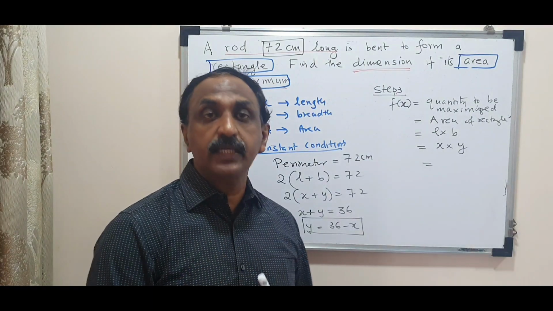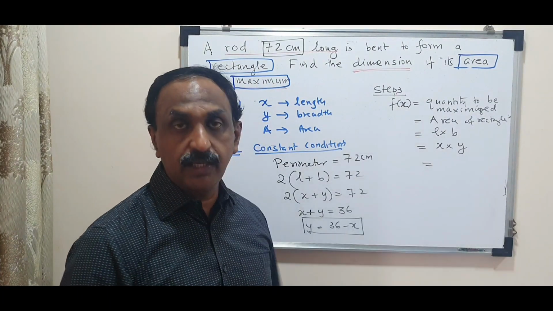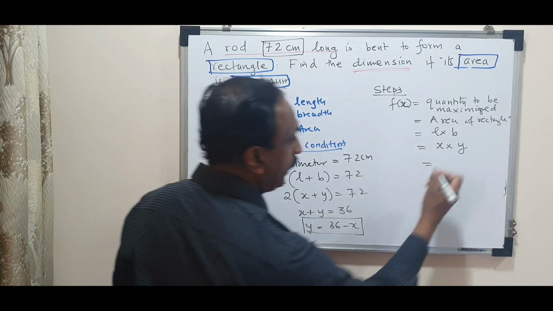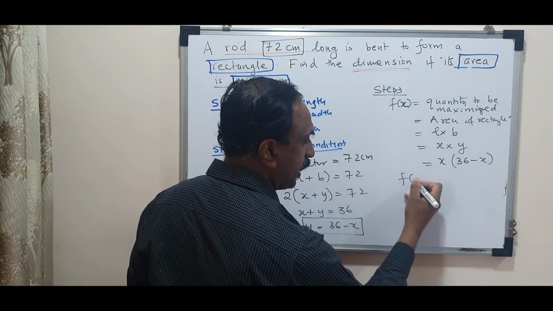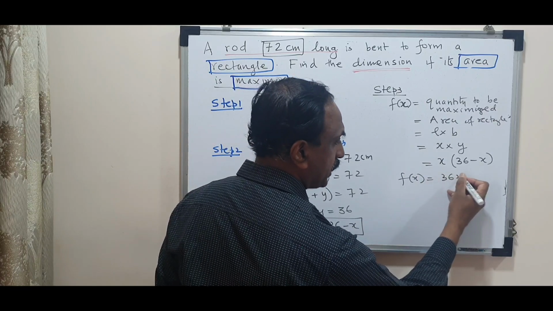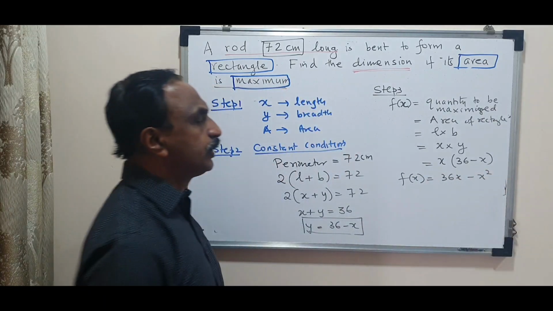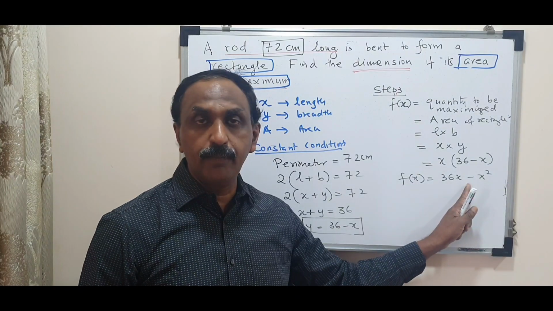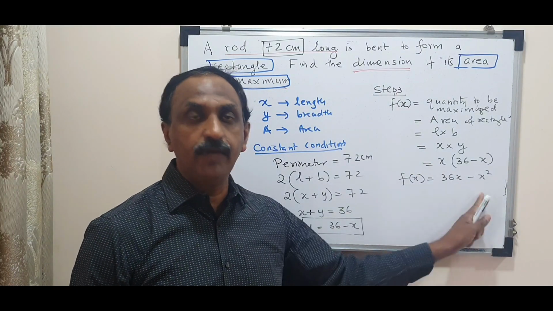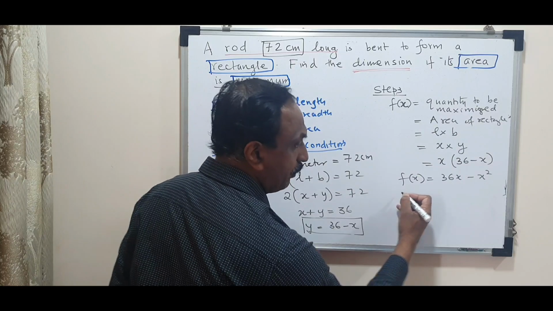Last time we expressed everything in r. This time we are expressing everything in x. So instead of y, I will write 36 minus x. So my function f of x became 36x minus x square. So the quantity to be maximized is area. Area is expressed as a function of x, as one variable. Now I will maximize this.